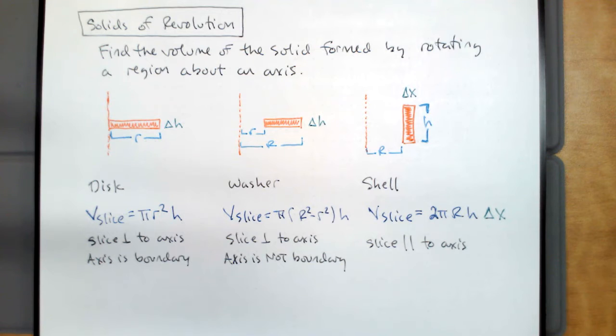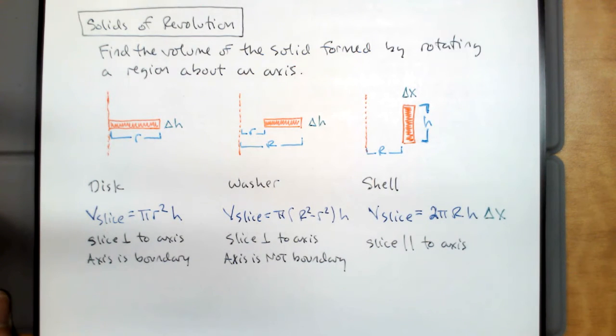Let's justify why it makes sense to say 2 pi r h delta x. Then let's grab one of our old problems and calculate it using this strategy and see if it comes out the same. If they don't agree, then one is wrong.